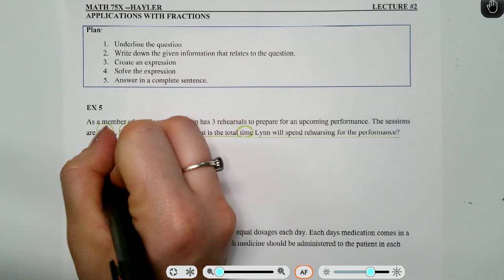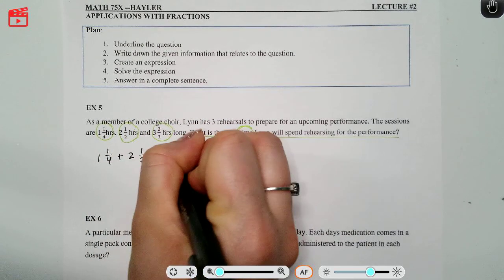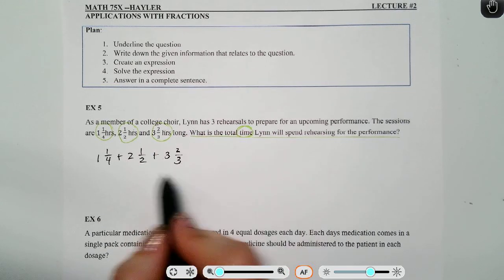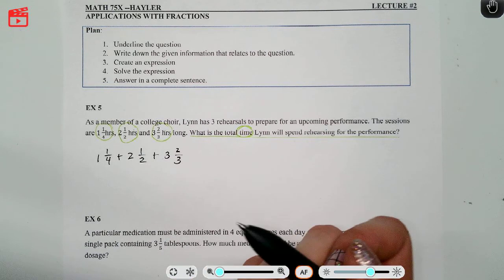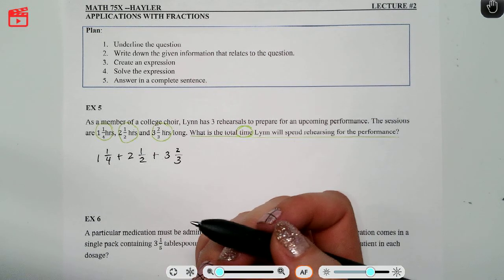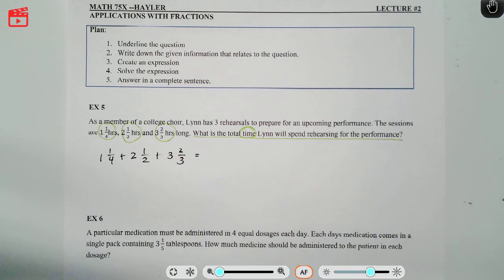All right, so we're going to add them up. 1 1/4 plus 2 1/2 plus 3 2/3. Okay, so here's my expression. I've created my expression. So now I'm going to solve, or actually it should be simplify the expression. Okay, to do that, first I'm going to do, because this is addition, I'm going to show you a slight shortcut you can take.